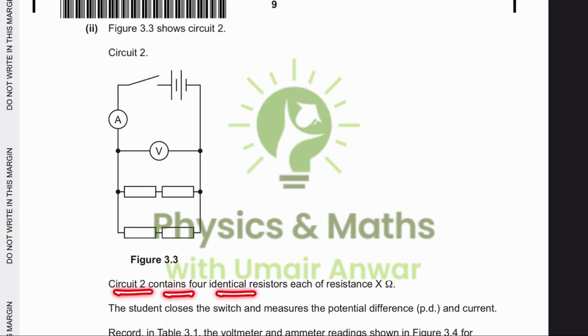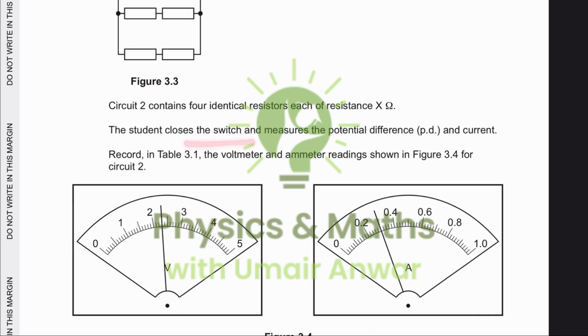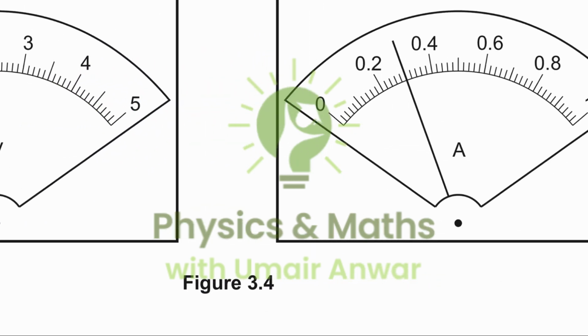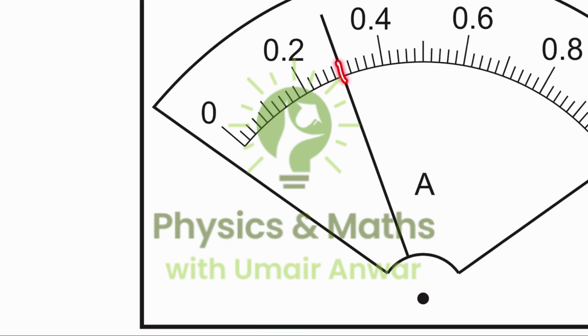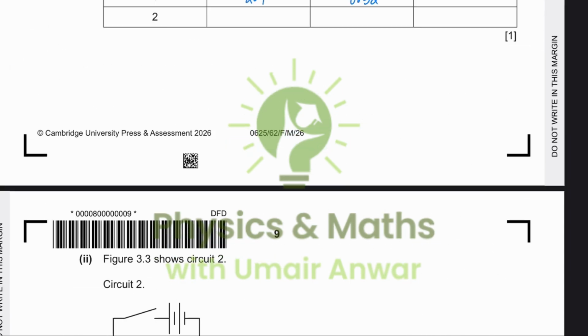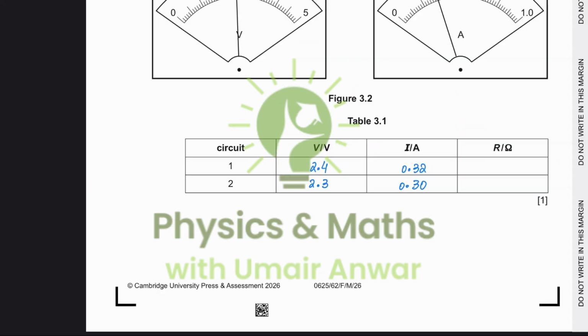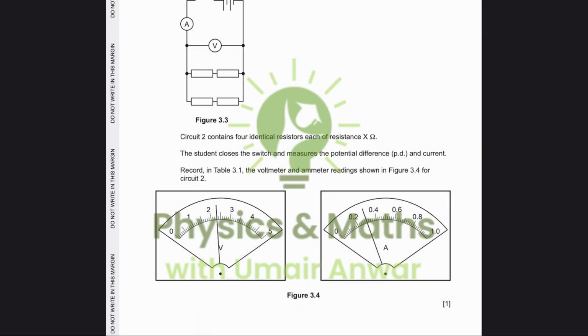Okay, after recording this, it says figure 3.3 shows circuit 2. Circuit 2 contains 4 identical resistors, each of resistance capital X. The student closes the switch, measures the potential difference PD and current, and records again in table 3.1 the voltmeter and ammeter readings shown in figure 3.4 for circuit 2. This time the voltmeter shows 2.3 and the ammeter is showing 0.30. So I'm going to record it again. The voltmeter reading was 2.3 and this was 0.30 amperes.